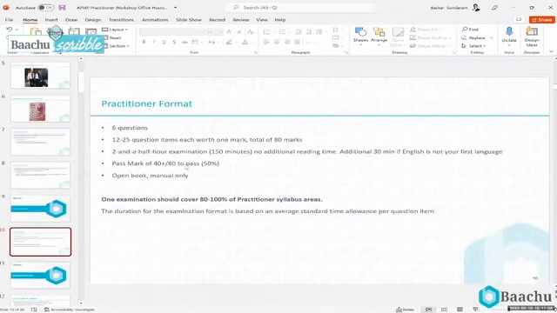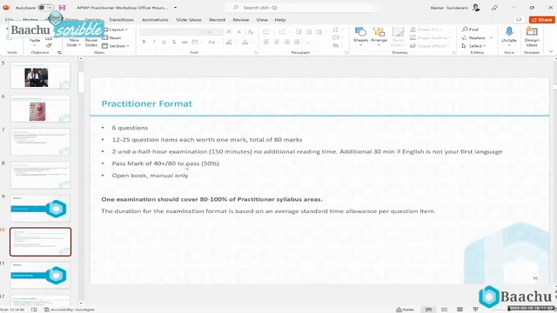Have more understanding of the actual exam. So if you haven't taken the online exam, I think it's important to familiarize yourself. There are 6 buckets of questions, and that's split across 12 to 25 marks. In total, it's 80 marks.